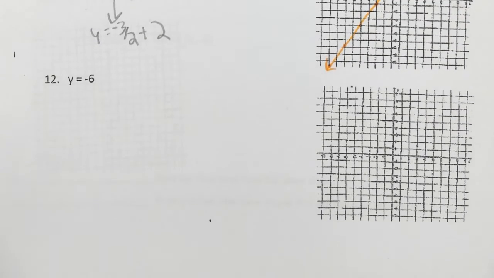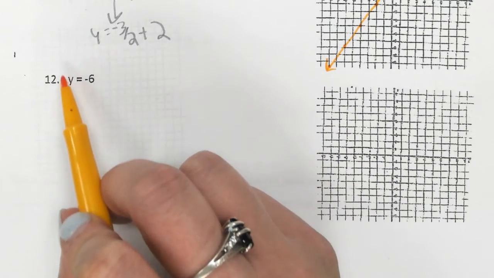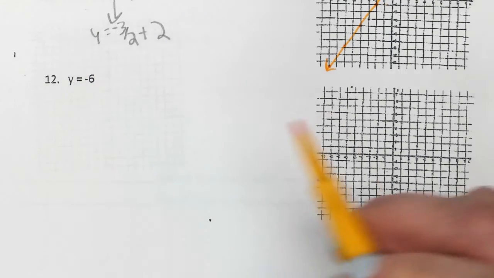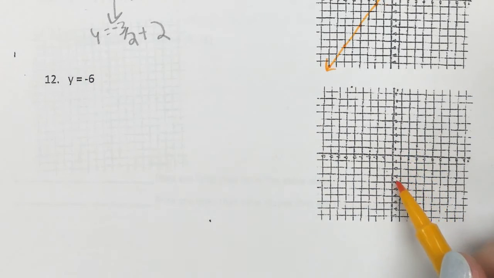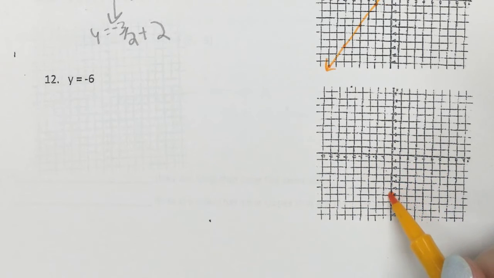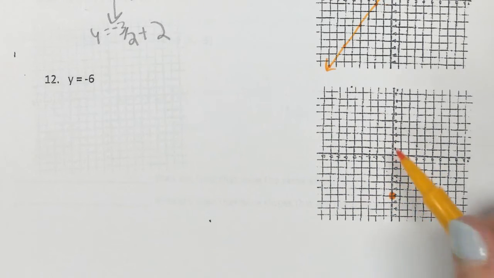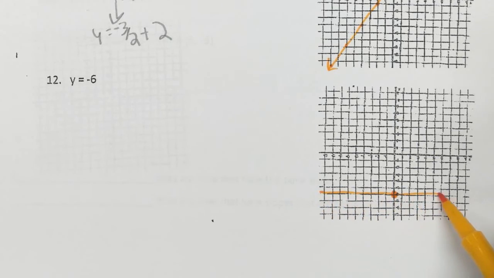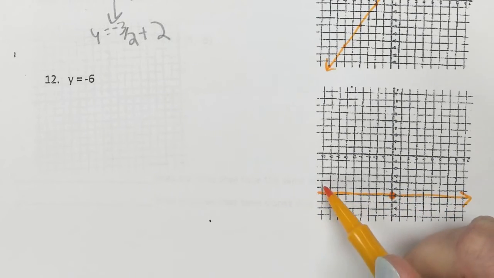What's different about number 12? There's no x. There's only 1 letter, right? It's only a y, so this tells you what axis to go to. Where are we going? Y at what number? There you go. So we're going to go 1, 2, 3, 4, 5, 6 right here. And then it can't be vertical because that's the y-axis, so it's got to be horizontal. Are y'all okay with that?